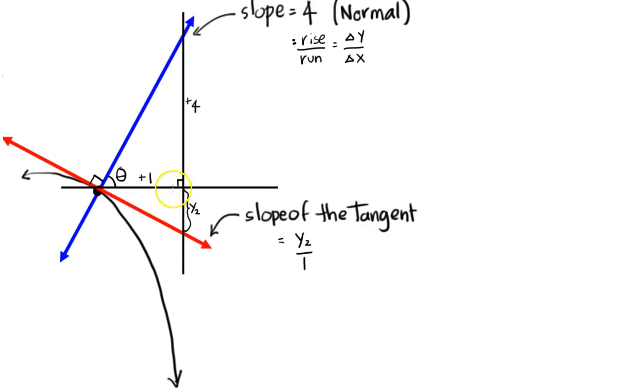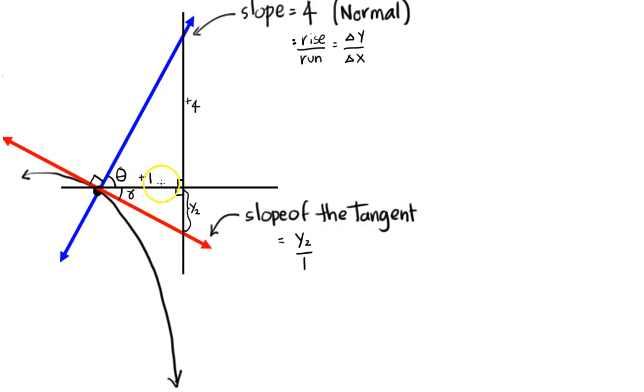Now, when you look at this, you go, wait a minute, I've got a triangle. I've got another triangle down here, which also has a 90-degree angle. So I have another angle here. Now, that's not equal to theta. It's something else. So we're going to call this, let's call it gamma, just to give it a different name.